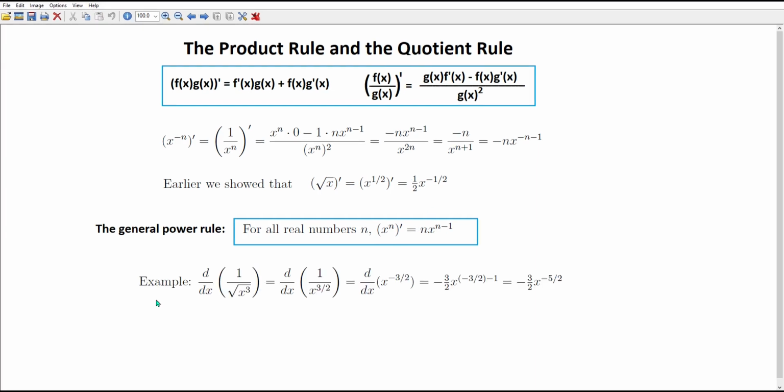As an example, let's take the derivative of 1 over the square root of x cubed, which we can write as 1 over x to the 3/2, and then as x to the minus 3/2. Now the power rule tells us the derivative is minus 3/2, the exponent, times x to the minus 3/2 minus 1, which is minus 3/2 x to the minus 5/2.